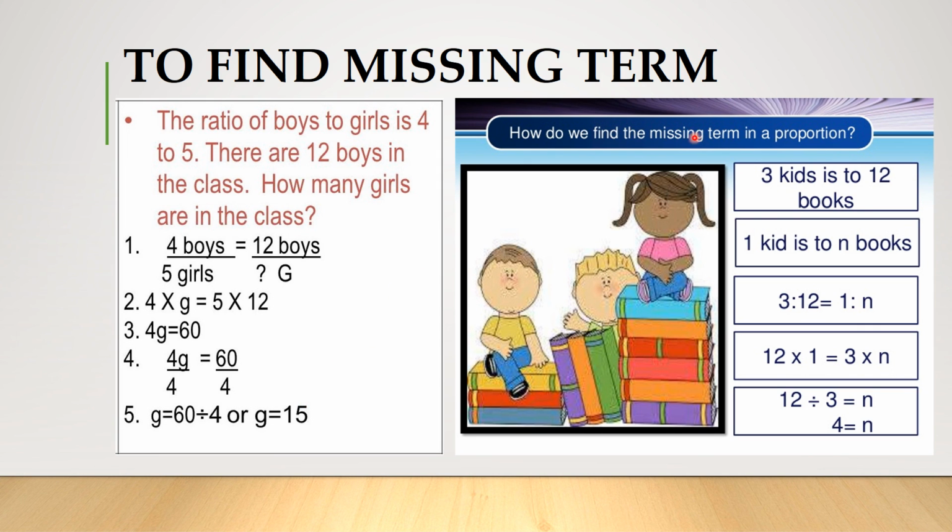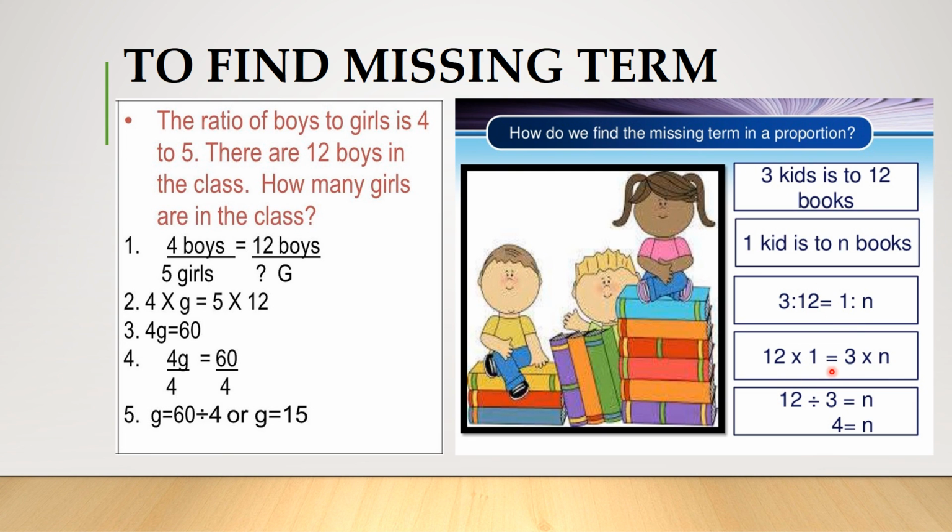Now let us see one more example. 3 kids to 12 books. So you have to find 1 kid to how many books? Now you can see 3 is to 12 is equal to 1 is to n, where we take the missing term, the number of books, as n. Now you know they are in proportion. So the product of extremes is equal to the product of means. So 3 into n is equal to 12 into 1.